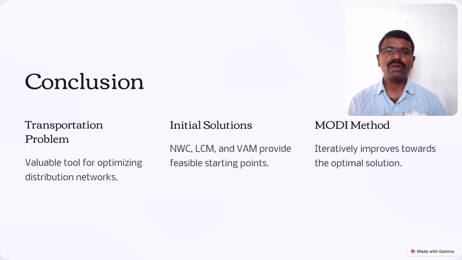Finally, I would like to conclude that the transportation problem will optimize the transportation cost by satisfying the demand and supply. And here we saw the three methods which give the basic feasible solution. These three methods are the northwest corner rule method, least cost method, and Vogel's approximation method. And we also saw the modified distribution method, which we use for the optimality test.